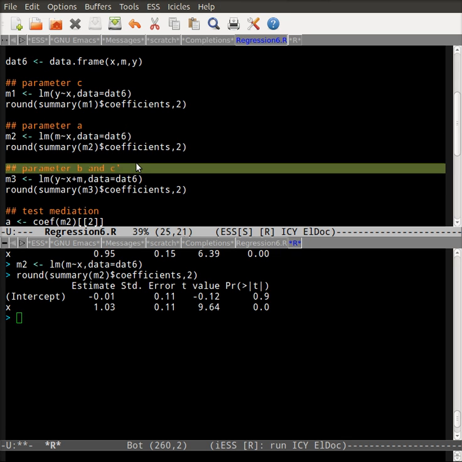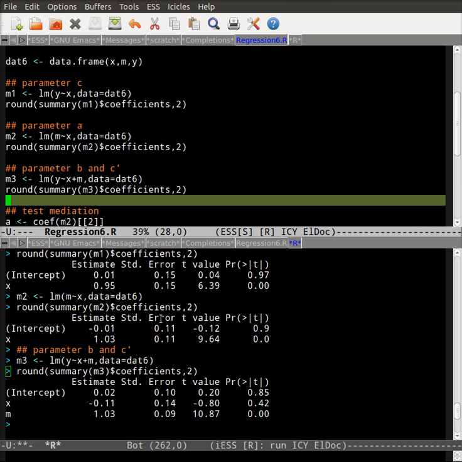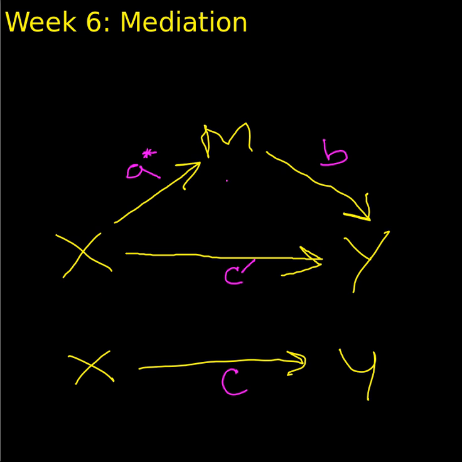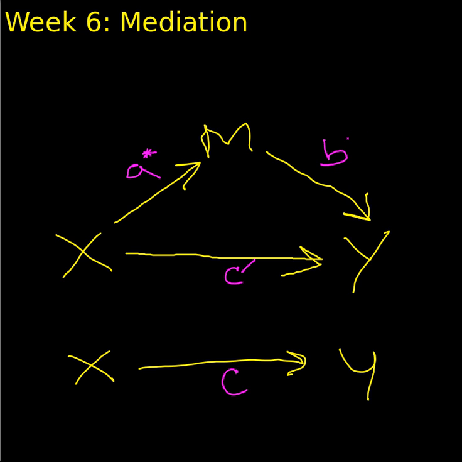We'll need A in a little bit, and then I'm going to test two parameters, B and C prime. Why am I testing two parameters in this model and only one parameter in the previous model? It's because Y is a dependent variable, and I have X and M both as predictors. So I'm going to get B and C prime from this third regression model, and that's what I get. This is my B parameter right here, and it tells me that B is a significant parameter between M and Y. So if I move back here, I'm going to put an asterisk here.